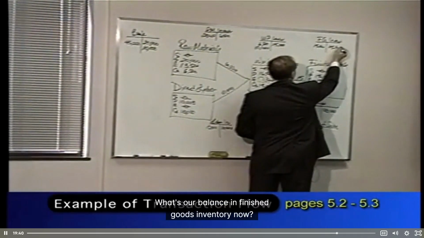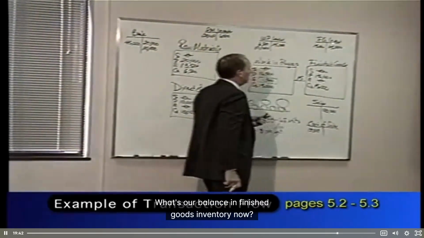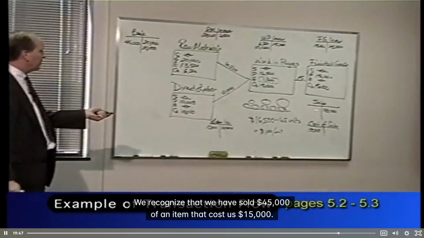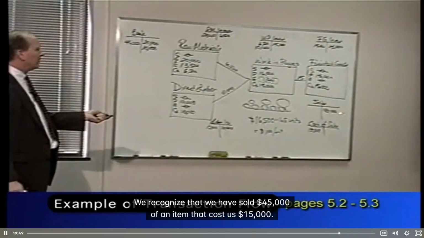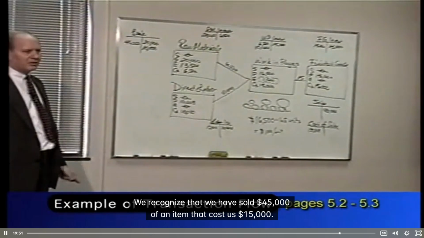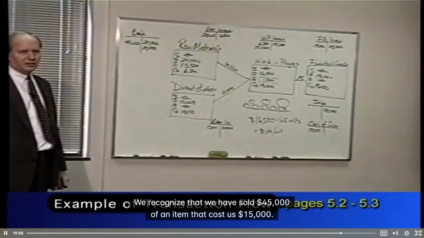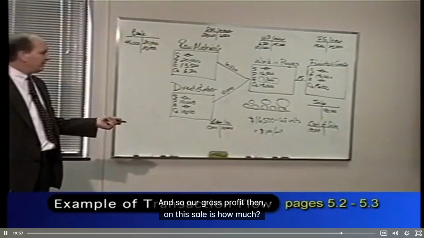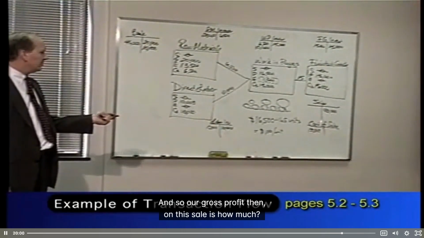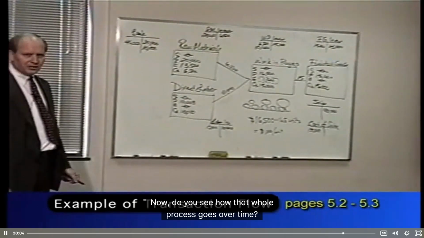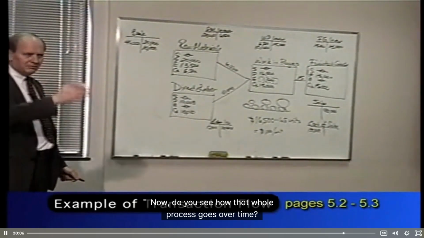Very good. What's our balance in finished goods inventory now? Exactly what we want it to be, right? We recognize that we have sold $45,000 of an item that cost us $15,000. And so our gross profit on this sale is how much? $30,000.